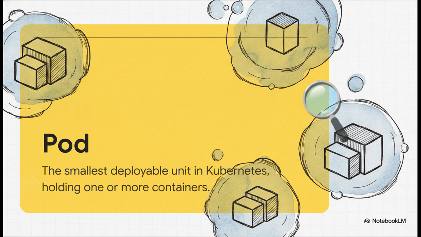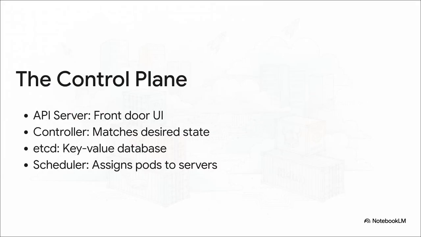Well, before we look at the servers, we got to clarify one weird little detail. Kubernetes doesn't actually run containers directly. Nope. Instead, it wraps your containers up in a logical unit called a pod. A pod is the absolute smallest deployable unit in Kubernetes. Usually, it's just a one-to-one thing, one container inside one pod, but occasionally a few tightly coupled containers will share a single pod.